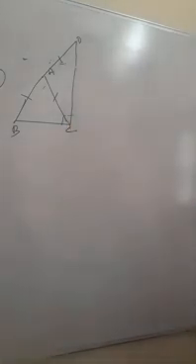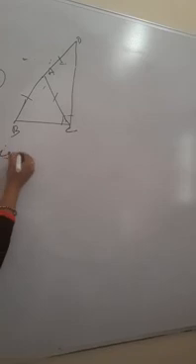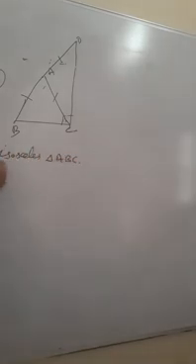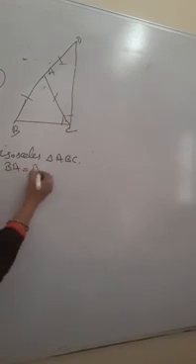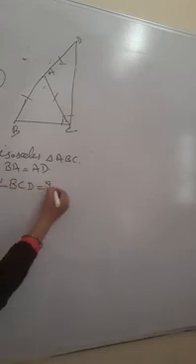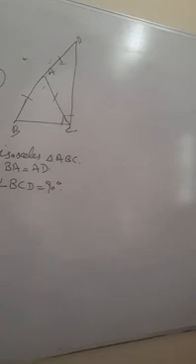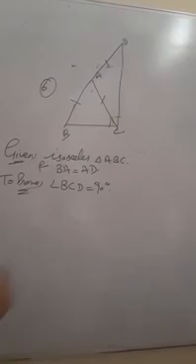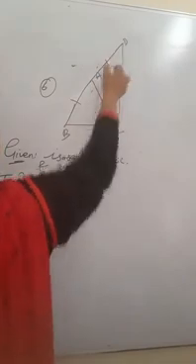So how to solve? Firstly we will write it's given. In given we will write isosceles triangle ABC and BA is equal to AD. This is also given. To prove, which we want to prove? We want to prove that angle BCD is 90 degrees. Now we will do its proof. How will we solve it? To prove this angle 90 degrees, we will prove these two angles are equal.